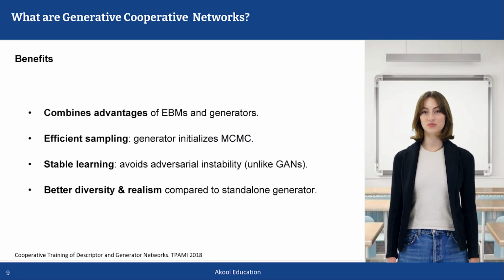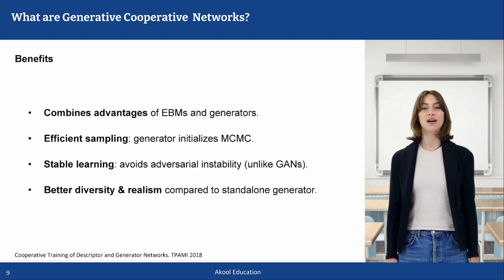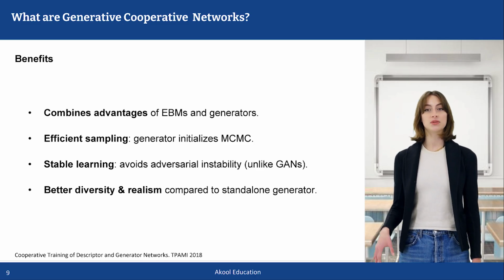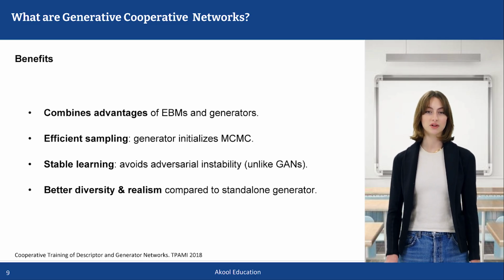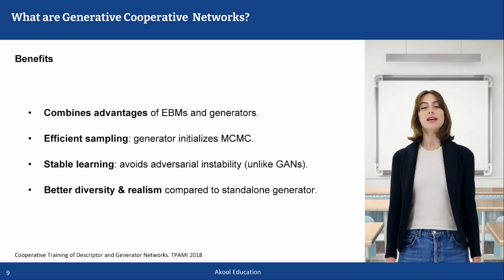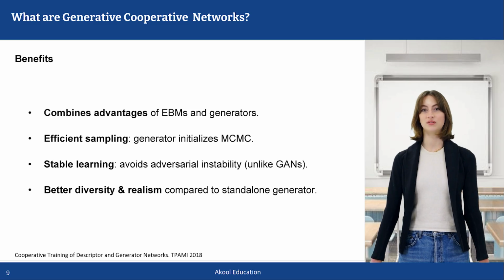Cooperative learning offers several benefits. They combine the best of both energy-based models and latent variable models. Sampling is efficient. The generator jump-starts Markov chain Monte Carlo sampling. Training is stable and avoids adversarial issues seen in adversarial learning. The model achieves higher sample diversity and realism compared to standalone generators.